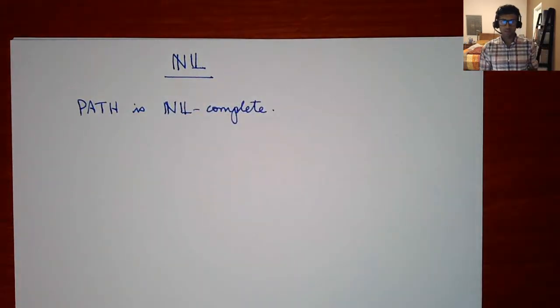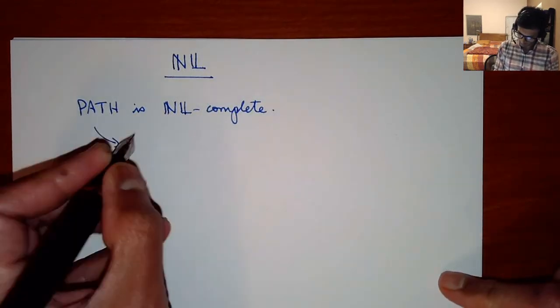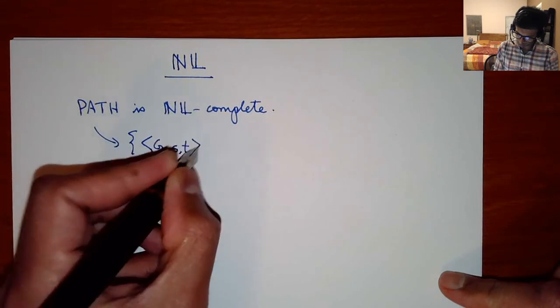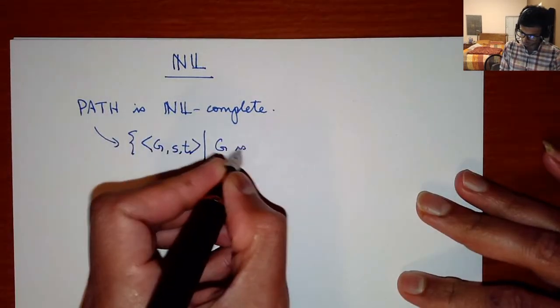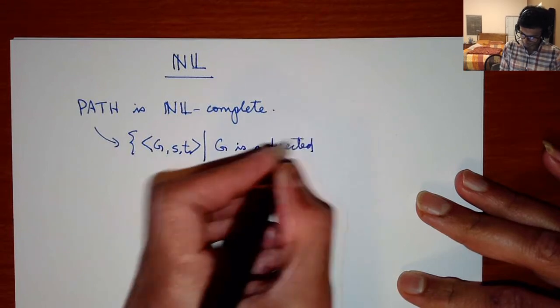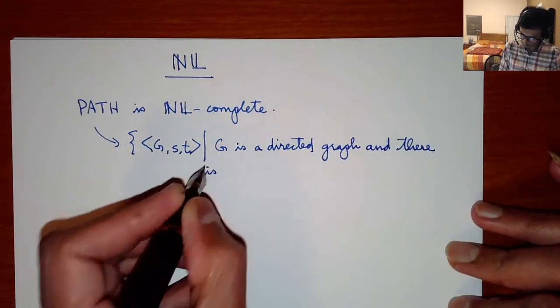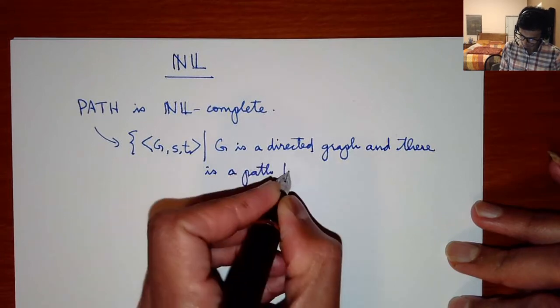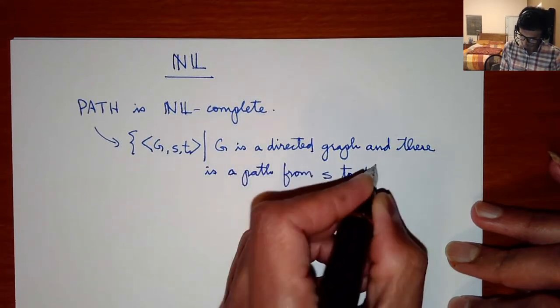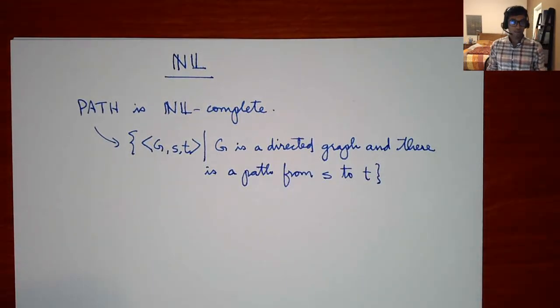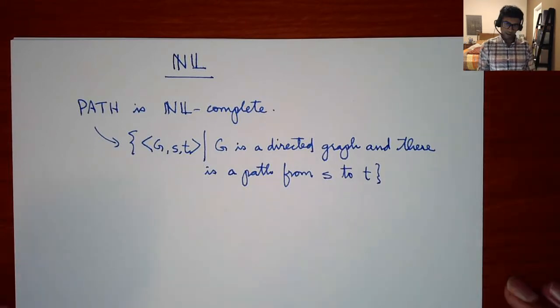So just as we had problems like SAT and QBF, which captured various different classes, the PATH problem, which is a very natural problem, captures NL. Recall that the PATH problem is just G, S, and T, where G is a directed graph, and there is a path from S to T. So PATH is NL-complete. In today's lecture and probably the next lecture, we will have a greater discussion of NL.